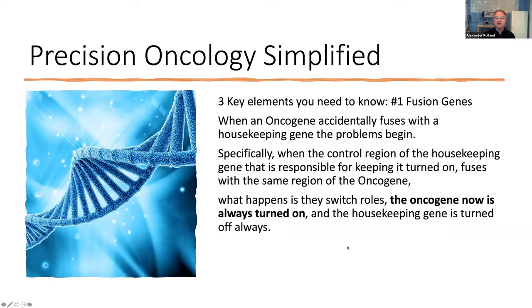And what happens here is the component of a gene, in other words, the control region that turns a gene on and off. Think of it like a light switch. It's like the light switch of the gene. So when you flick the switch, the gene gets turned on. And when you flick it off, the gene gets turned off. In a fusion gene, what happens is the switch to a gene that is supposed to be on all the time gets crossed over and attached to the gene that is supposed to be turned off.